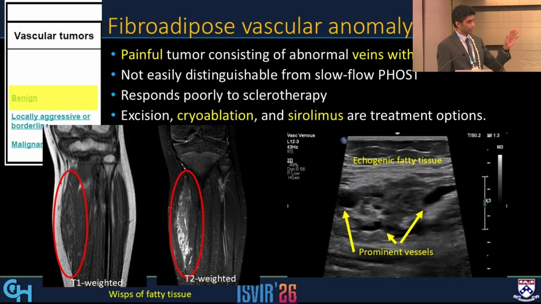It's difficult to distinguish on pathology from the slow flow version of PTEN hamartoma, but it responds poorly to sclerotherapy. Treatments for us would be cryoablation, sometimes sirolimus, and excision as well. This is what it looks like on the T1. You'll have little fat signal on the T1, T2 fat set. We have vessels and the fat will suppress out. And finally on the ultrasound, you'll see echogenic stuff with lots of vessels there.